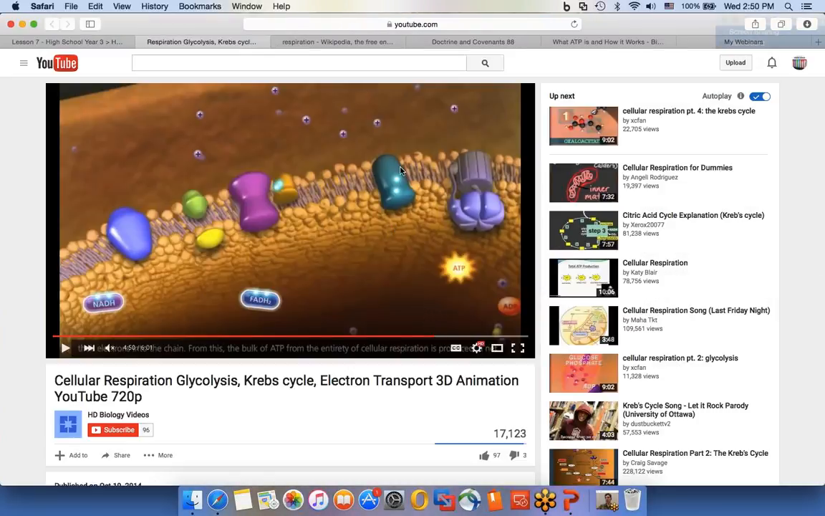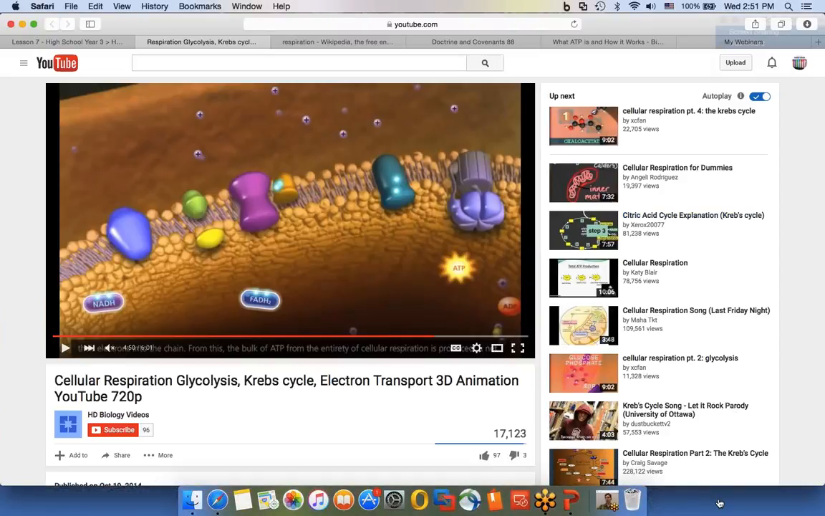So what happens is that the hydrogen in all this process, remember what I was telling you of these other molecules, the NADH and FADH2 that have these little lights? And they represent electrons.